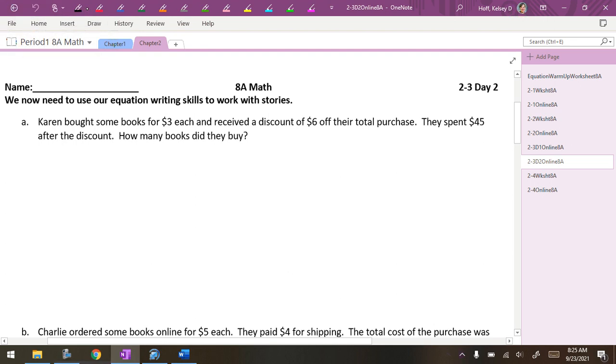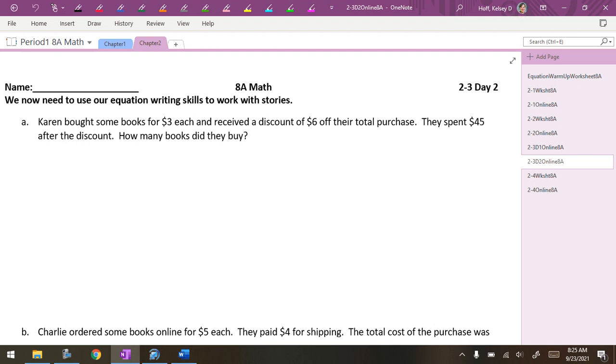Take yesterday and we're going to build on it. Yesterday, all you did was translating. And it took us a little while, but you have to have those words memorized. Some, difference, times, those are your most common ones. You got to know what they mean. Okay? So now we're going to add a little story to it.